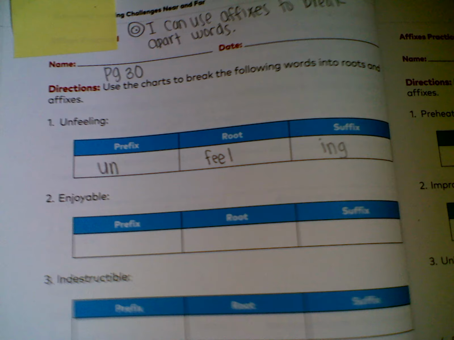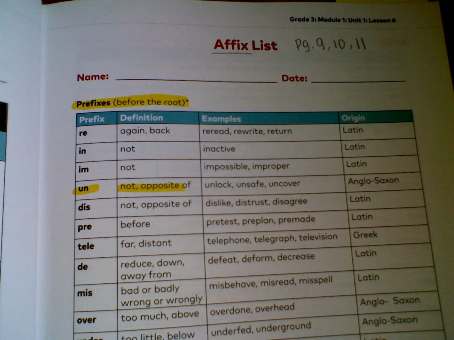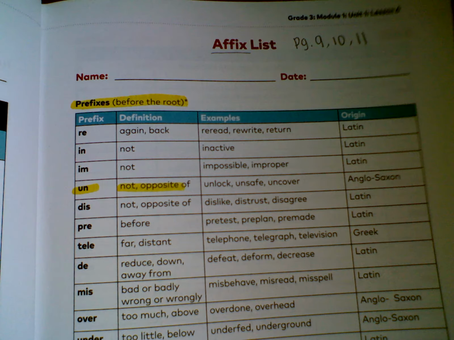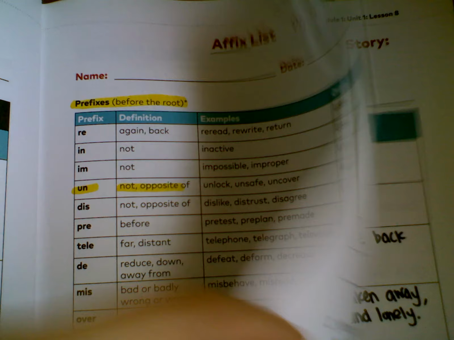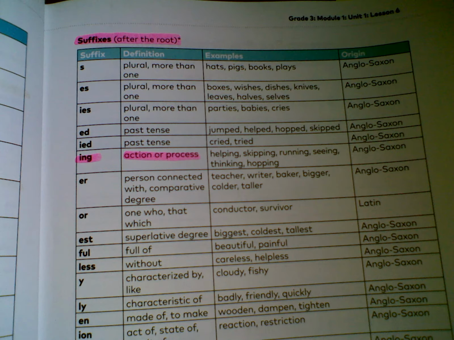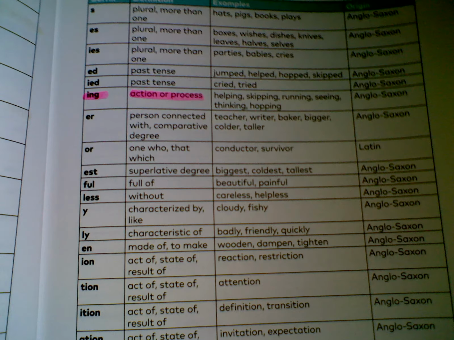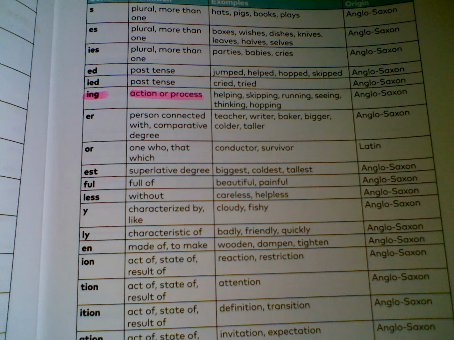All right, our next word is enjoyable. So let's go ahead and take a look at the prefix. Do you see any en in joy? Actually, enjoy is one word, so it wouldn't be a prefix. What about our suffixes? Enjoyable. Do you see A-B-L-E?